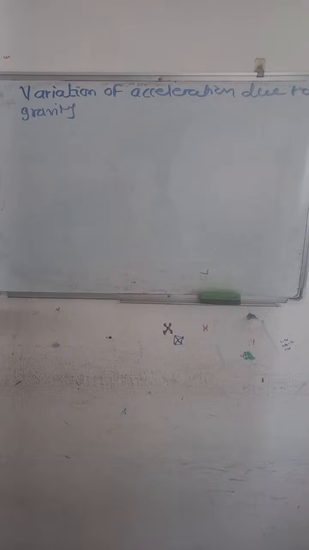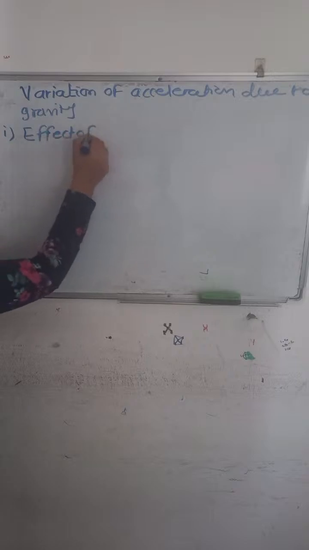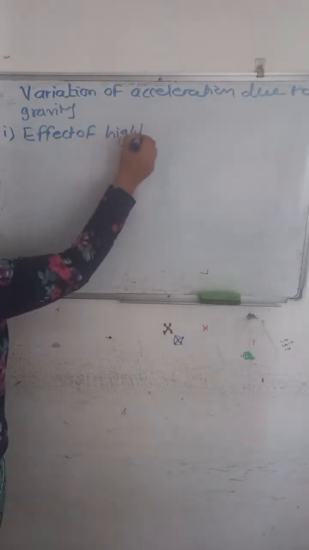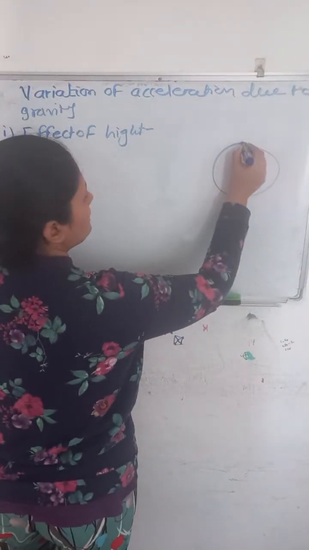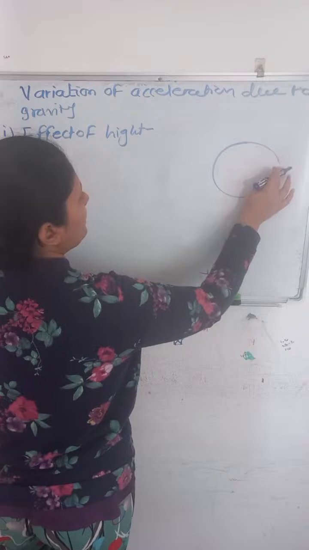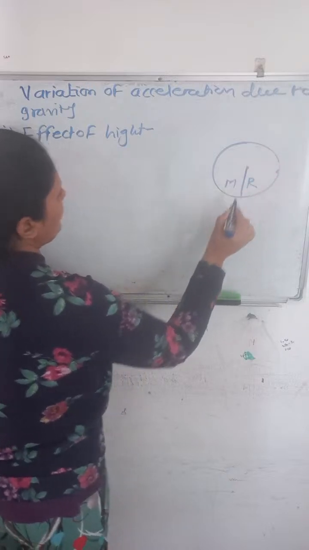Acceleration due to gravity. Okay, so we can take the first one, that is the effect of height. Okay, effect of height. So here we can take the earth. Okay, and the earth is having radius R and mass M.